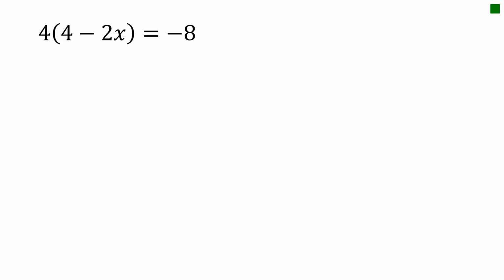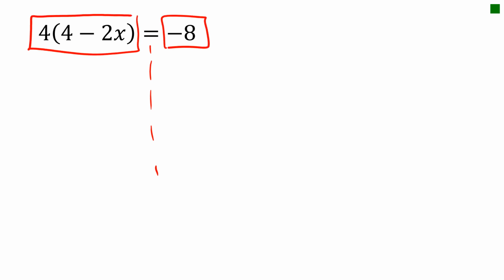All right, next problem. Here's the left side, right side. The right side is just a silly little negative 8, so we are not going to look at that part right now. Look at the left-hand side, though. Do you have to combine like terms? No. What you have here is called the distributive property.